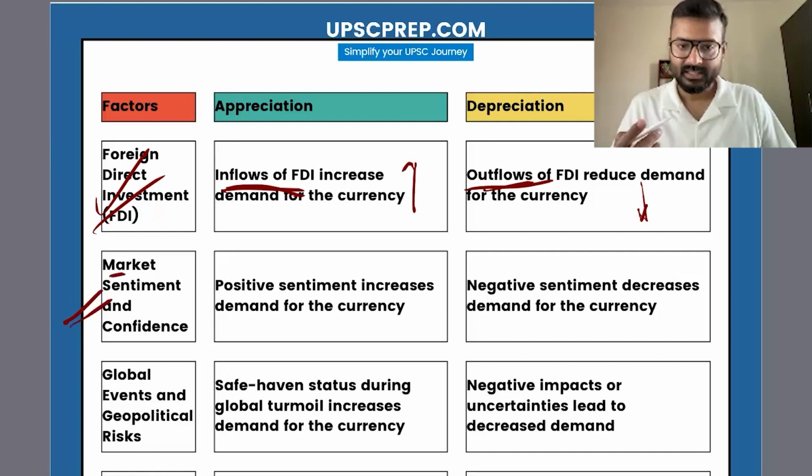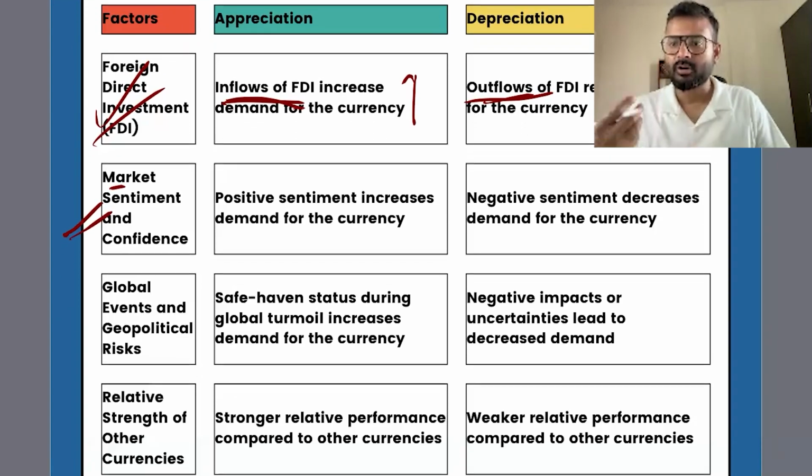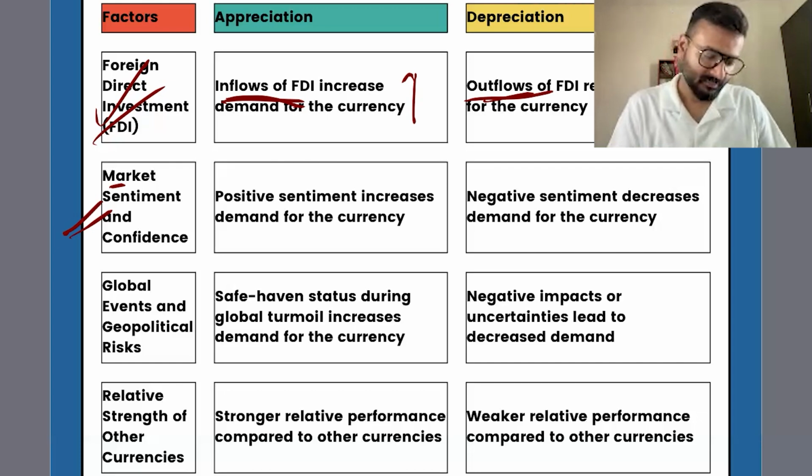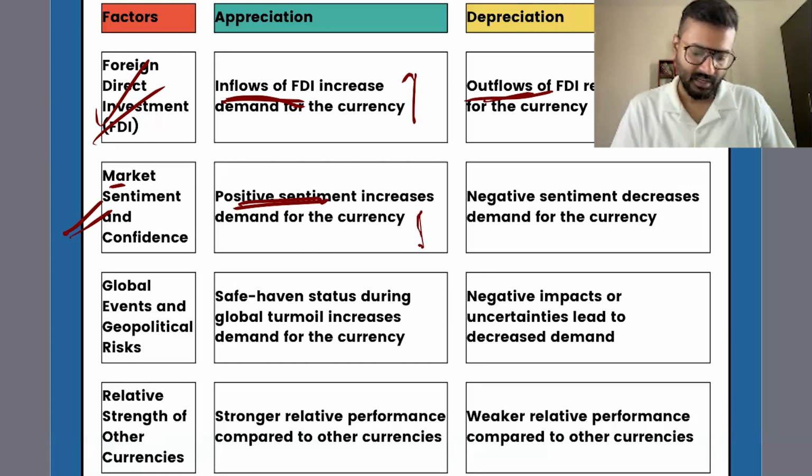Next is market sentiment and confidence. Now this is very similar to speculation. Speculation may be when you have positive speculation, which means you are confident about the economy, right? So if there is positive sentiment, which means that everyone believes that the economy is going to do very well, there will be an increase in demand for that currency, so there will be appreciation. If there is negative sentiment, there will be a decrease in demand for the currency and depreciation.